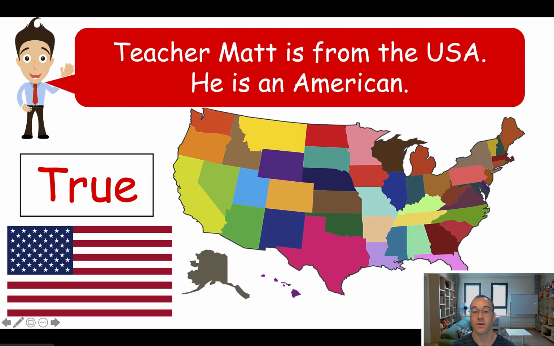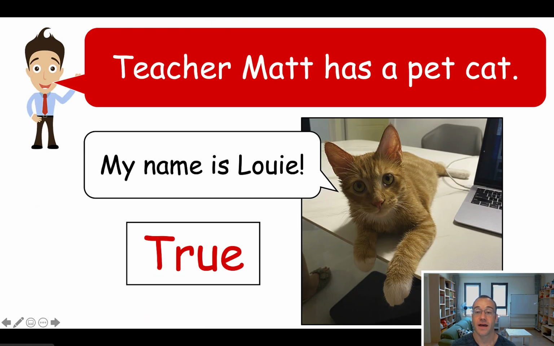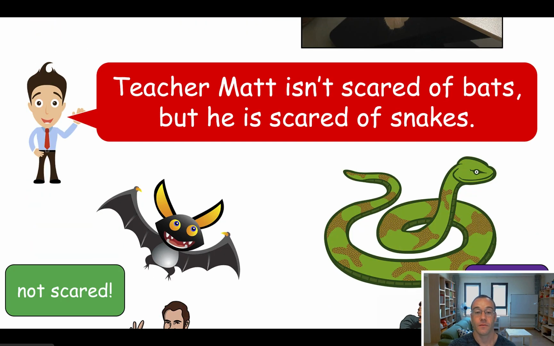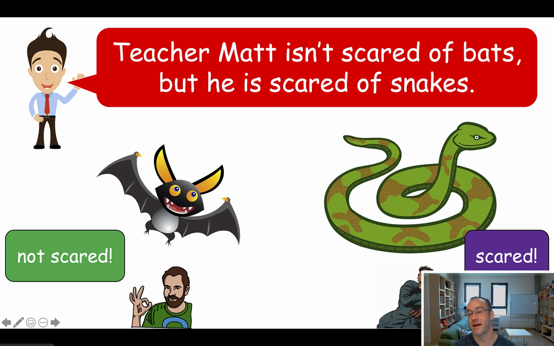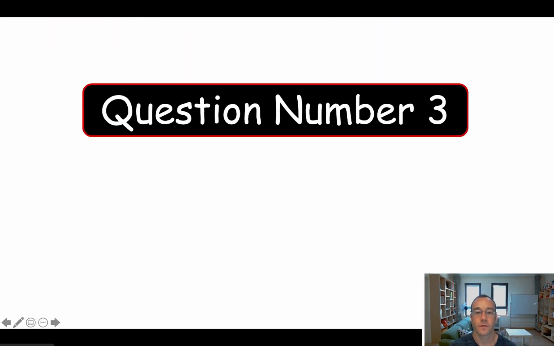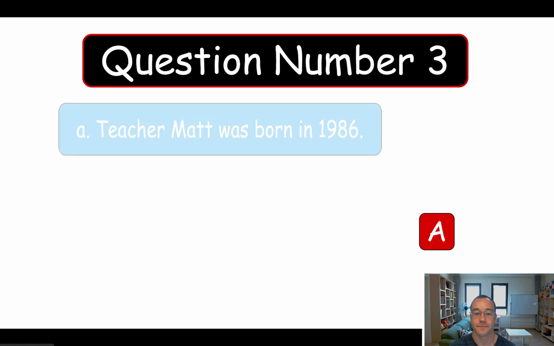Teacher Matt is from the USA. He is an American. And I'll show that I'm from here, a place called New Jersey, okay? Teacher Matt has a pet cat, and my cat's name is Louie. Teacher Matt isn't scared of bats, but he is scared of snakes, okay? That is true. I am scared of snakes. I don't like snakes. Okay, and question number 3.